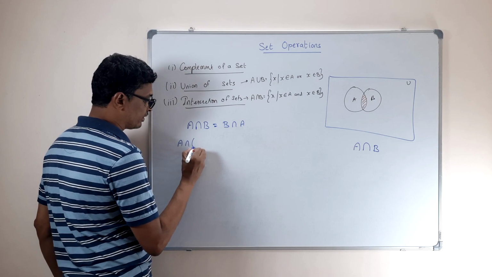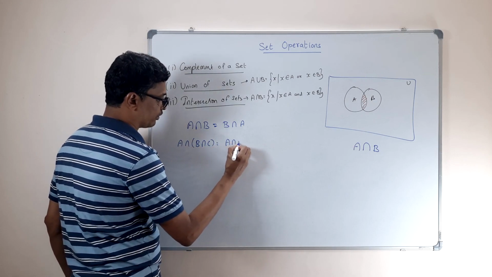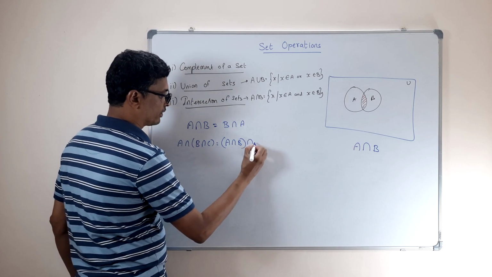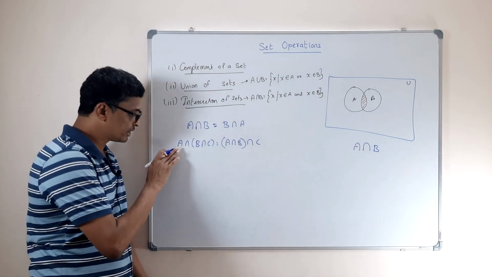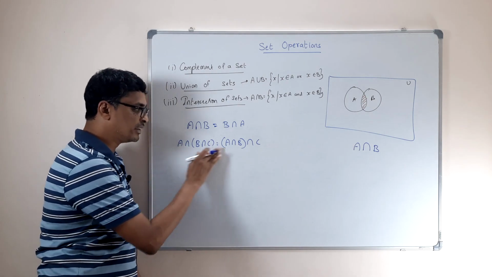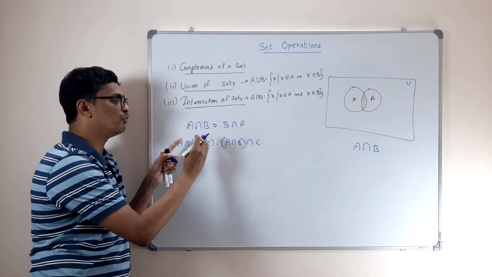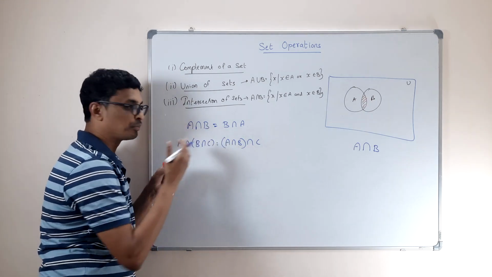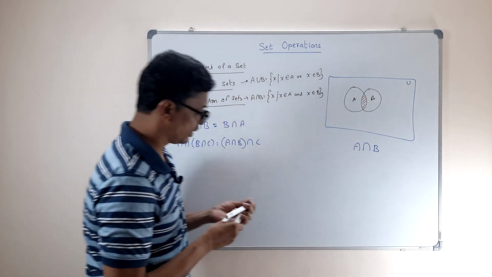A intersection B intersection C will be equal to A intersection B intersection C. Remember, it should be A, B, C only. Don't write B, C, A or something else. When you write the associative property, keep the same form. Which one are you going to perform first? That's the associative property.